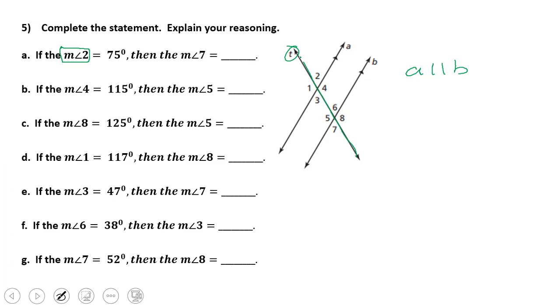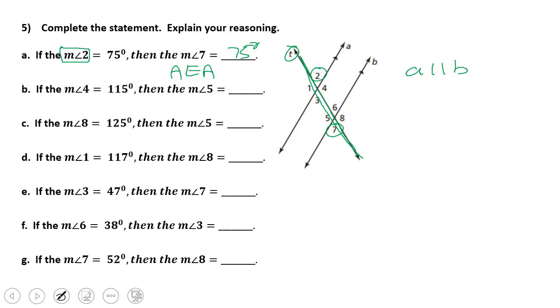And I'm going to say that 2 and 7, right? Here's 2, here's 7. They are on opposite sides, outside the parallel lines, so that means they are alternate exterior angles. Sometimes it's easier to recognize the relationship first. You know that they're alternate exterior. You know that alternate exterior are congruent. So if 2 is 75, then 7 is also 75 degrees.